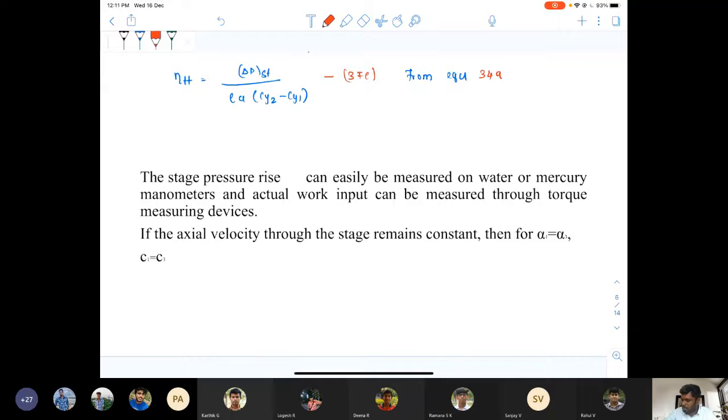Now, the stage pressure rise, which is nothing but delta P at the stage, can easily be measured on a water or mercury manometer, and the actual input can be measured through a torque measuring device.